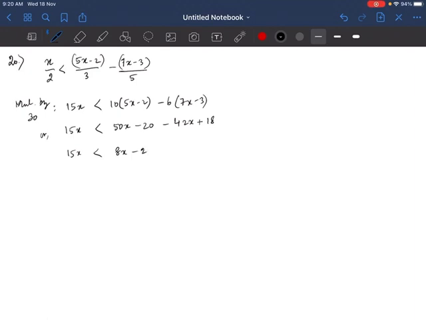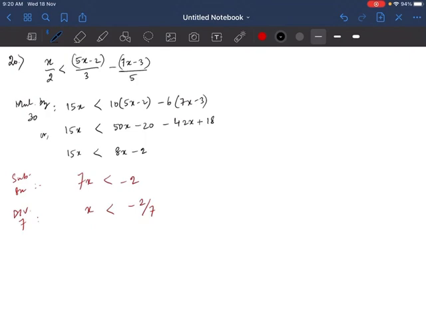Now we have to remove this 8x because 15x is more, so my next operation will be to subtract 8x from both sides. If I subtract 8x from both sides, we have 15x minus 8x, that gives us 7x, and the 8x goes away, so we have minus 2. Now we will divide by 7. So we have x less than minus 2 by 7. So this is what we have.